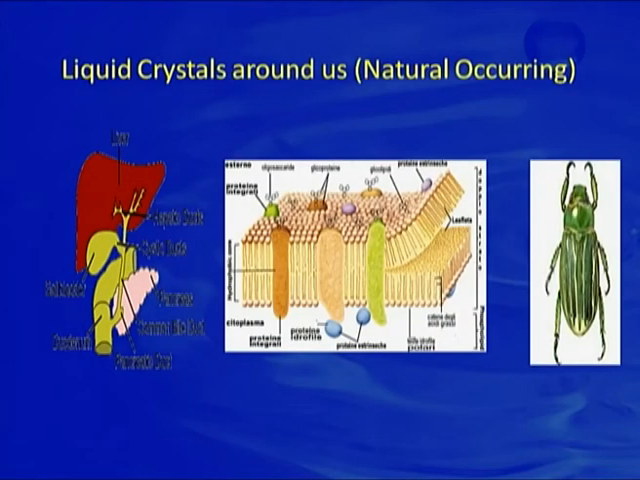Here are some examples of naturally occurring liquid crystals in our body. Some parts are made of liquid crystal, like the liver, pancreas, etc. Here is the structure of protein, which is made of liquid crystal. Some of the insects are also made up of liquid crystals.